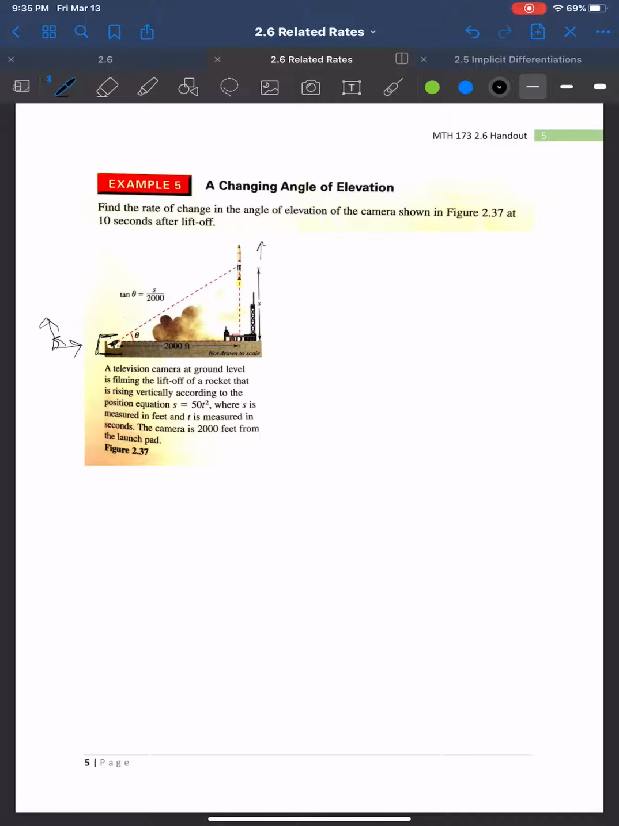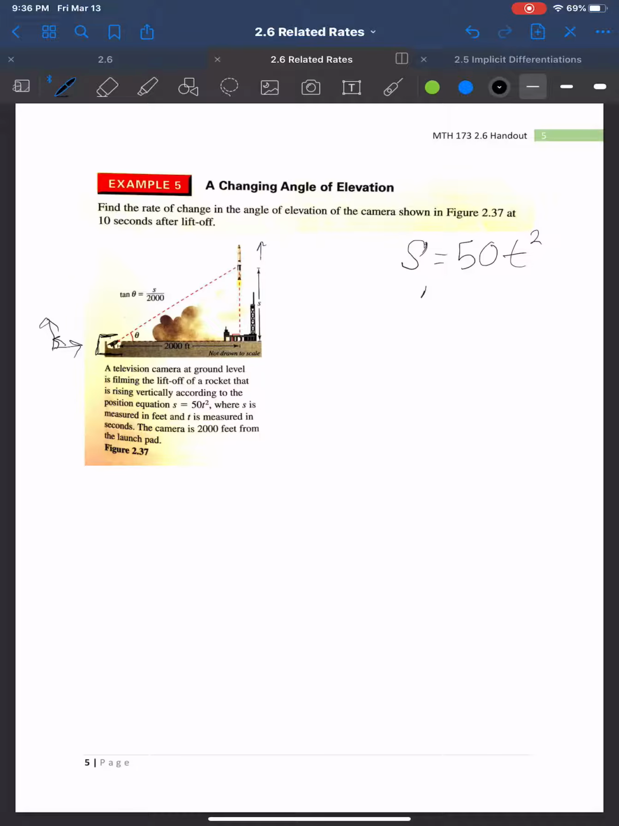Now, to finish what I've been reading, so a television camera at ground level is filming the liftoff of a rocket that is rising vertically according to the position function S equals 50 t squared. Sorry, that blowing was a little hair that got on my computer. So S is equal to 50 t squared. All right, now S in this problem is measured in feet.